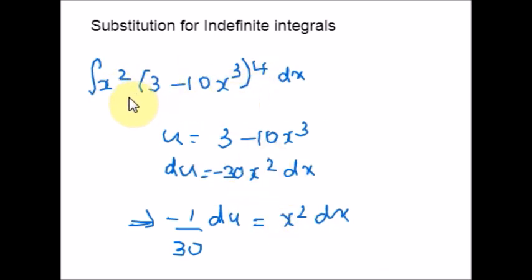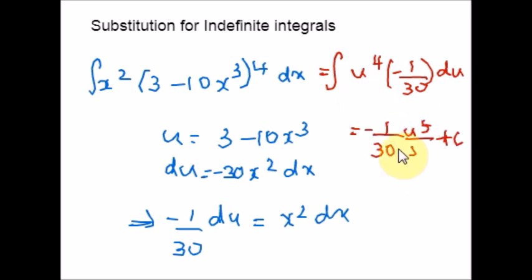In the process, we will pick up a constant, but that is not a problem since it can always be factored out of the integral. We can now do the integral. This would become u raised to 4, times negative 1 over 30 du. Take the constant out and integrate. So this would become u raised to 5 over 5 plus c. 30 times 5 is 150, and if you substitute back this u, you will get 1 over 150 times (3 minus 10x cube) raised to 5.